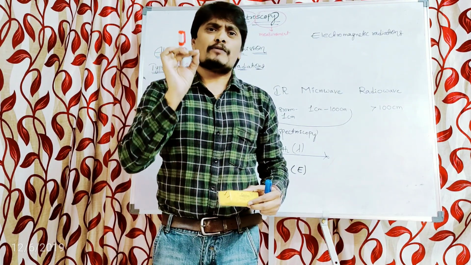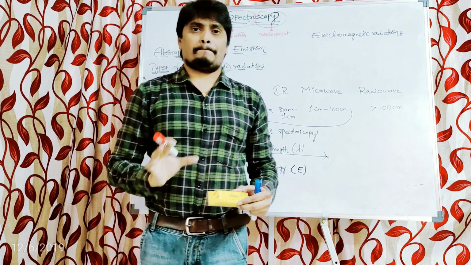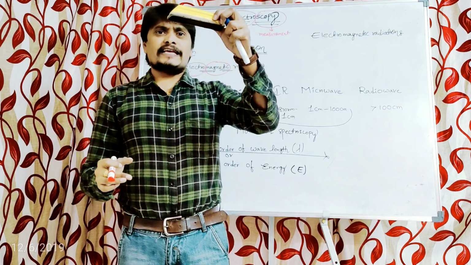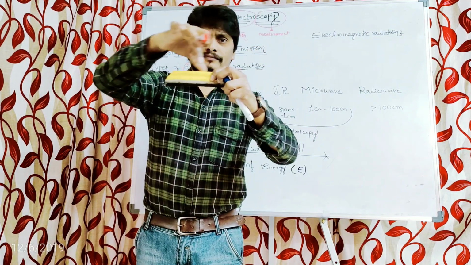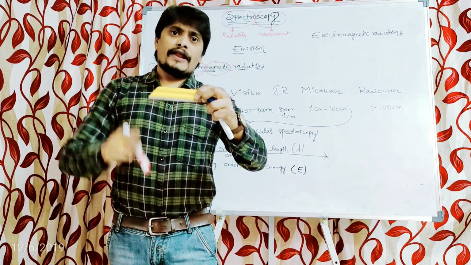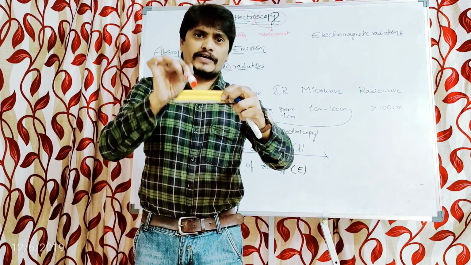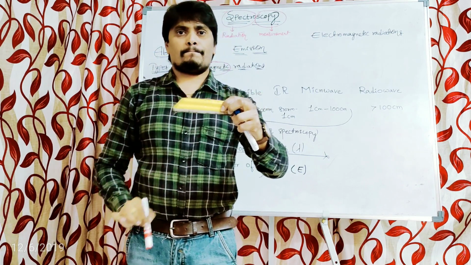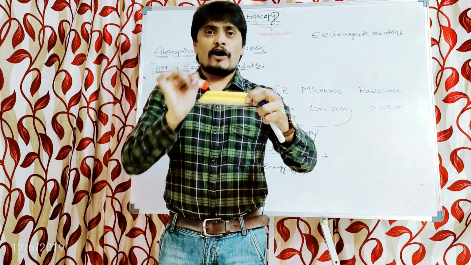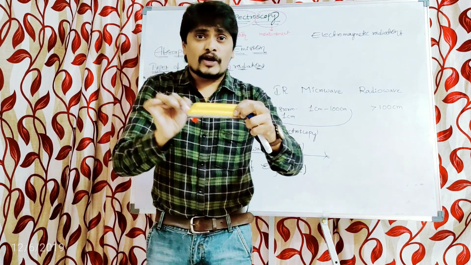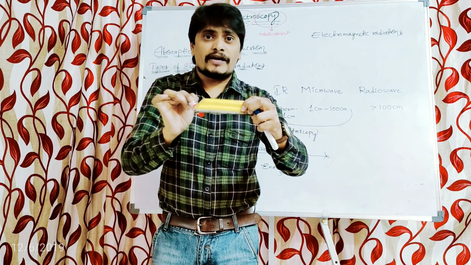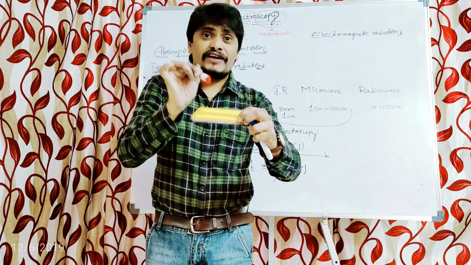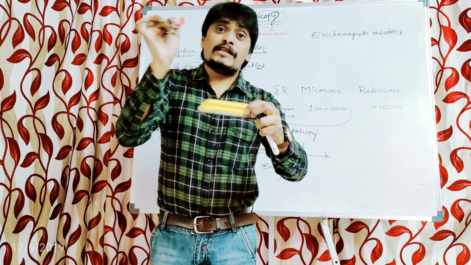Now let us see what is the purpose of this spectroscopy, that is, what is the importance of the spectroscopy. For example, let us say that this duster is one of the samples. Now we need to find out what are the constituents or components or elements or functional groups present in this particular sample. Now what do we have to do? In the trivial method, we will do the elemental analysis on it.